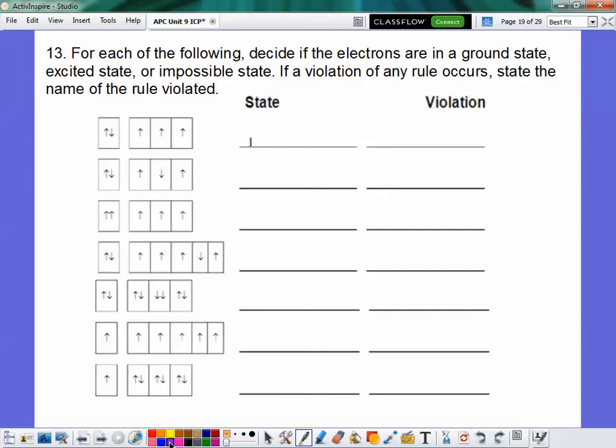Okay? If Aufbau or Hund's are violated, that's excited state. If Pauli exclusion principle is violated, it's impossible. So that's the one that is impossible to violate.